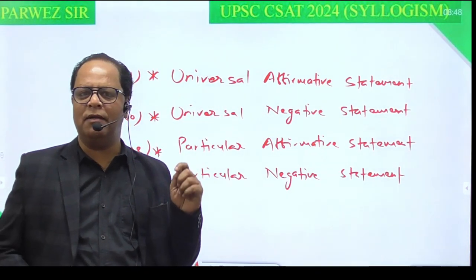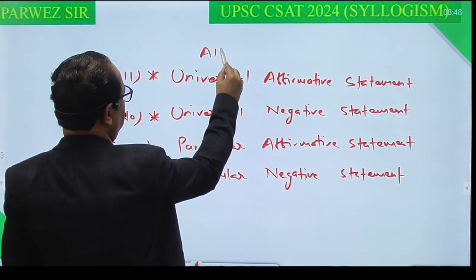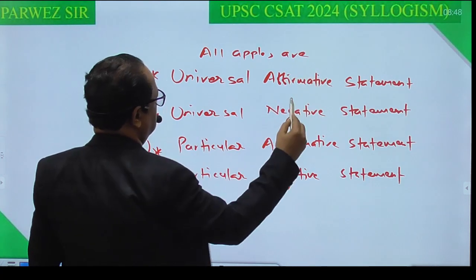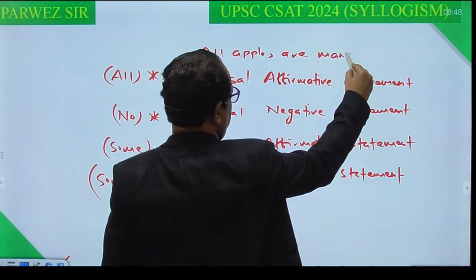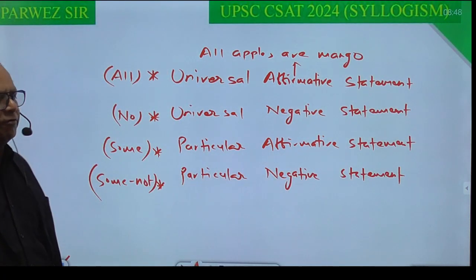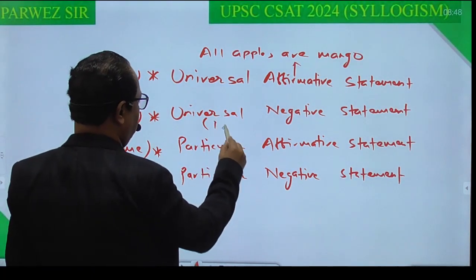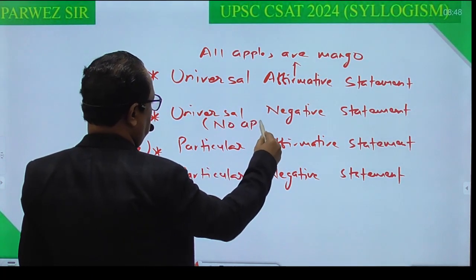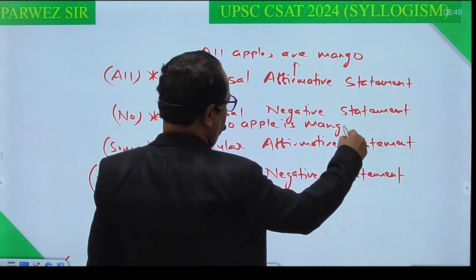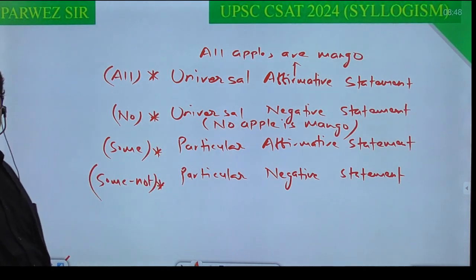So first is universal affirmative statement. When a statement starts with all, like all apples are mango, this is called universal affirmative statement. If in a sentence you are finding no apple is mango, this is universal negative statement.